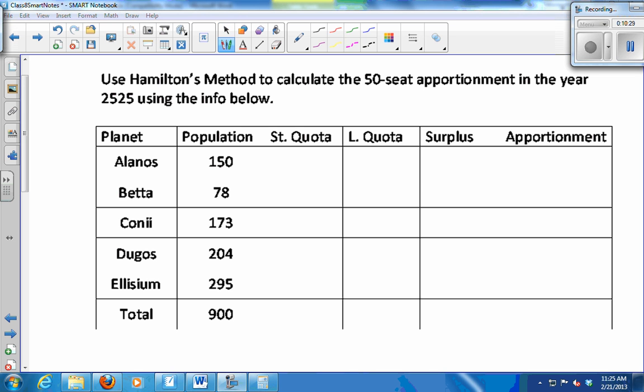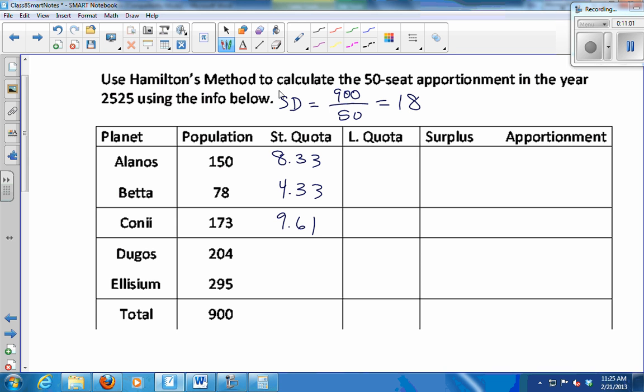Okay, so let's just quickly go over the results in the first apportionment, the 50-seat apportionment. So the standard quotas are, could somebody read them off for me? Well, actually, first let's do the standard divisor. We calculate that by doing the total population, 900, divided by 50 seats, which is 18 people per seat. So you divide each population by 18, and what do you get? 8.33, 12.33, 9.61, 11.33. Great, thank you. So that should add up to 50, or very close to it.